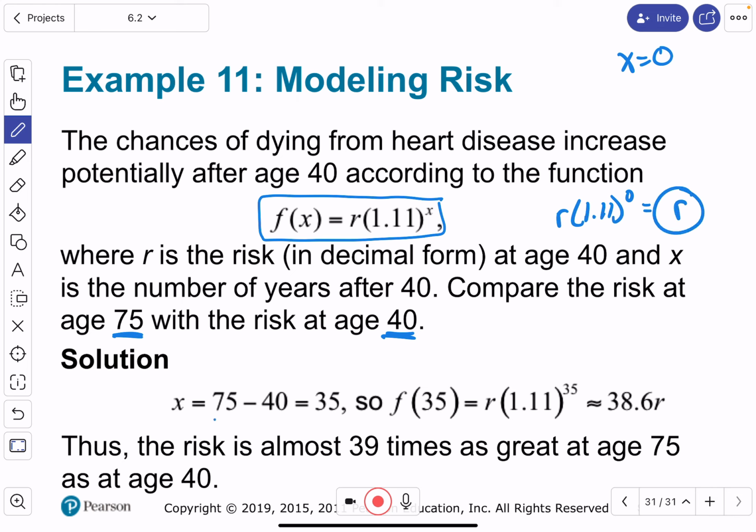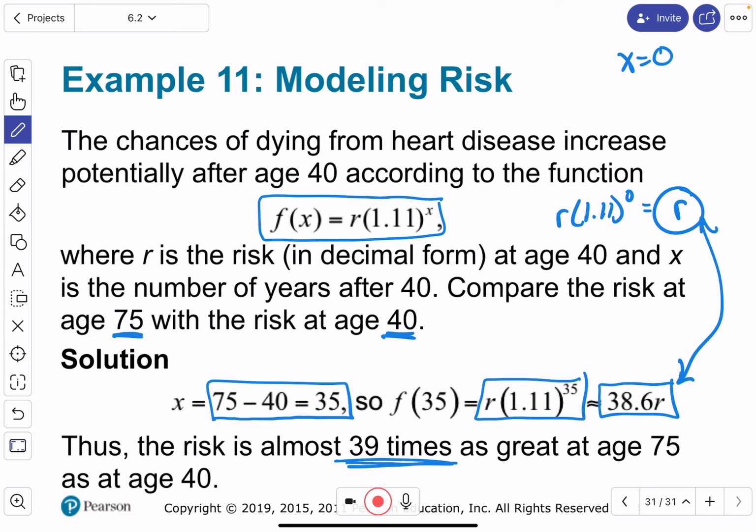Well, at 75, you subtract 40, so it's 35 years later. So you plug that in, and you end up with 38.6 R. So that means the risk is almost 39 times greater when you're 75. So that's just a way in real life you might see this. So that's 6.2. Let me know if you have any questions.